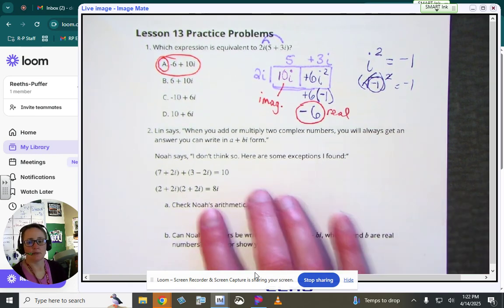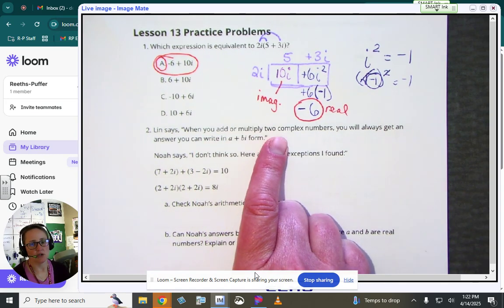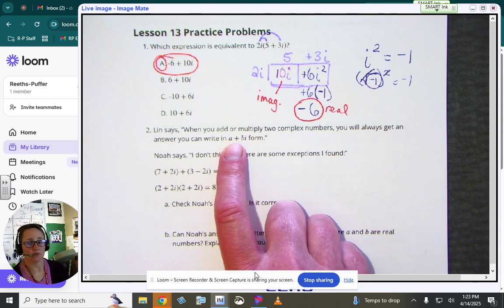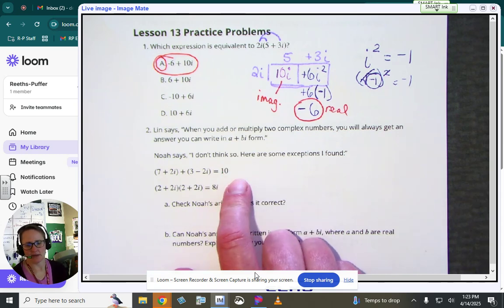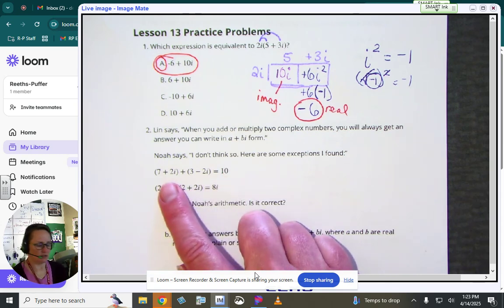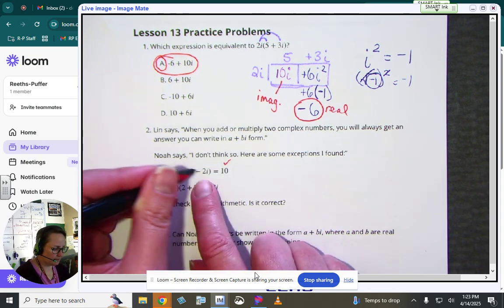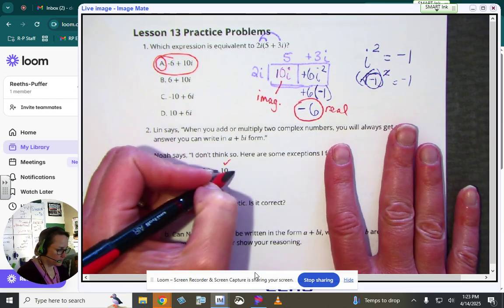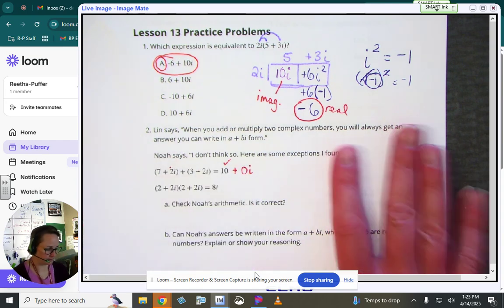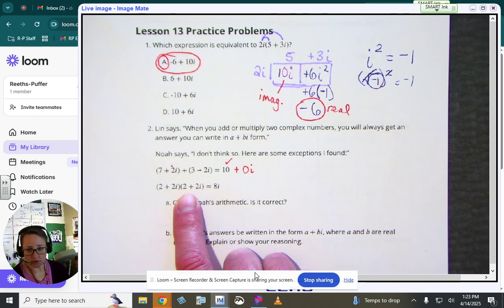All right. Number 2 says, Lynn says when you add or multiply two complex numbers, you will always get an answer that you can write in a plus bi form. Noah says, I don't think so. Here are two exceptions I found. And he adds 7 and 3 and gets 10, and 2i minus 2i and gets nothing, right? Those two cancel out. So he has a 0i. Here he's doing some multiplication.